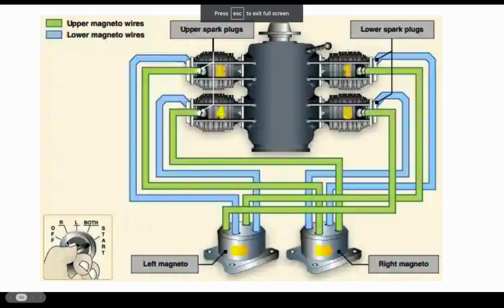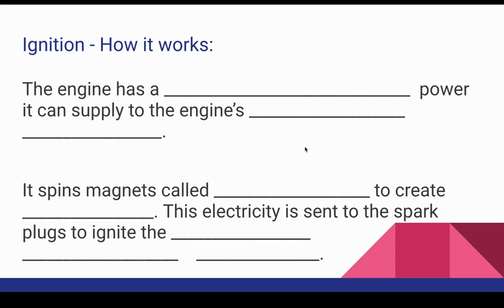Also, down here in the bottom left corner, you'll see a little picture here. This is a typical switch. You have off, that means that there's no ignition. R for right magneto only. Left for left magneto only. B for both magnetos. And then you have a starter. We're going to talk more about that in class as well.